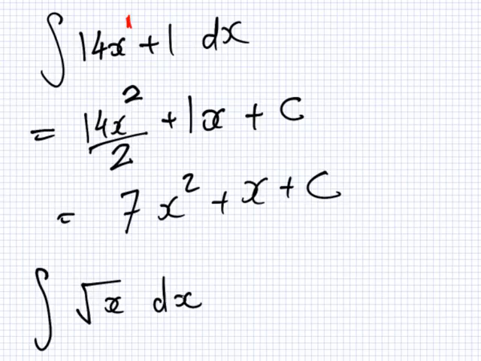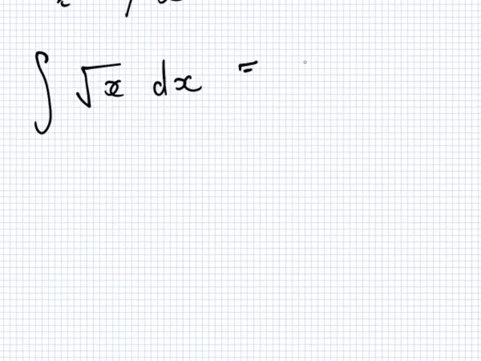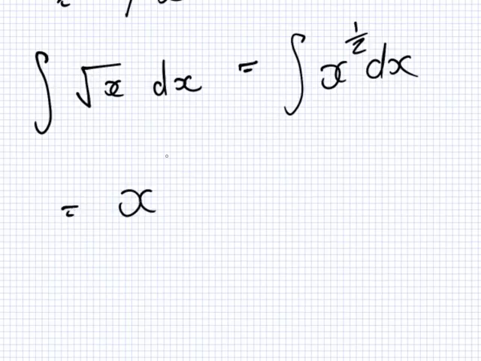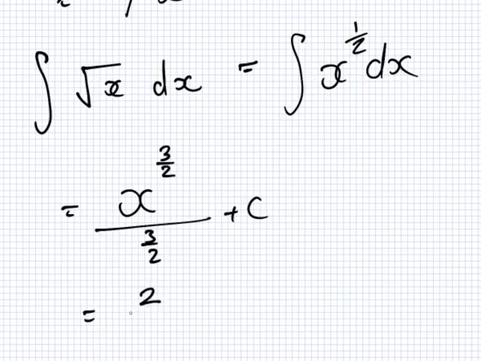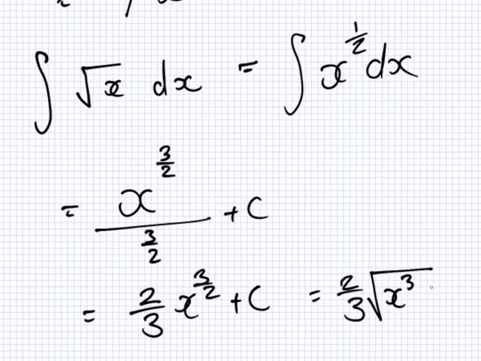Okay, next one. So what should I do first? Yep, say again. 1 over 2 is the power. So I should first change this to power a half. And the rule is, I increase the power by 1, and I divide by the new power. So this would be 2 over 3 x to the 3 over 2 plus c. Or if you want, that's 2 over 3 square root x cubed plus c. Although for the exam you don't usually have to do this. This is fine.